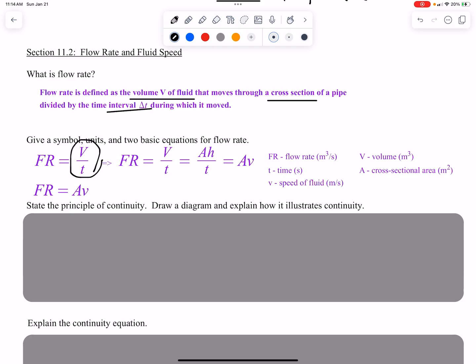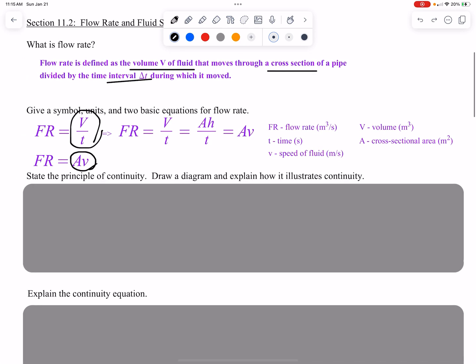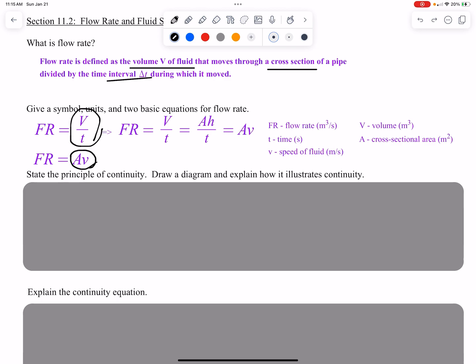Volume over time, or cross-sectional area times speed. Okay, now flow rate is going to be in cubic meters per second. Time is in seconds, speed is in meters per second, volume is in cubic meters, and area is in square meters. So state the principle of continuity.